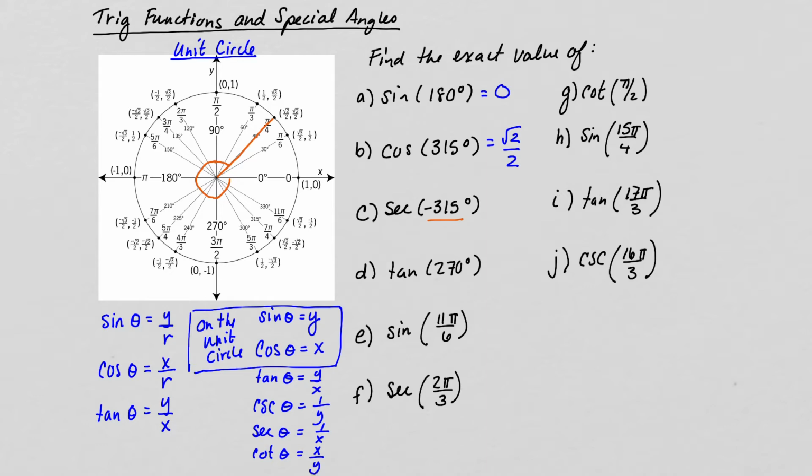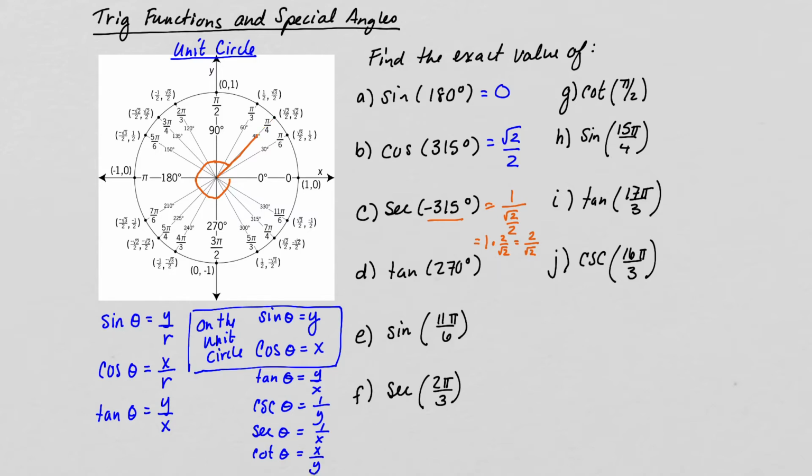So the secant of negative 315. Secant, if I come down here and look, is 1 over x, so the secant is going to be 1 over √2/2. We don't like fractions within fractions, so we do need to fix that. Remember, we're going to do keep, change, flip. Keep the first fraction, change the division to multiplication, flip the second fraction. So this would end up being 2 over √2. So that's how to do that problem.